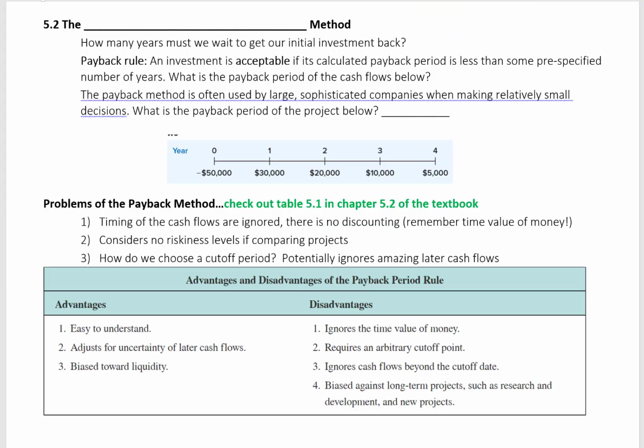Okay, quick review of payback period. So again, how many years or how many periods, but years in this case, must we wait to get our initial investment back? Well, if we spend $50,000 today, this is simply asking when will our future cash flows sum to $50,000? So $30,000 and $20,000, we've now recovered our initial investment. In this case, it's 2 years.